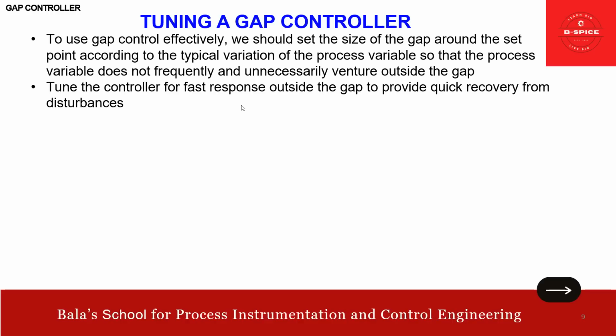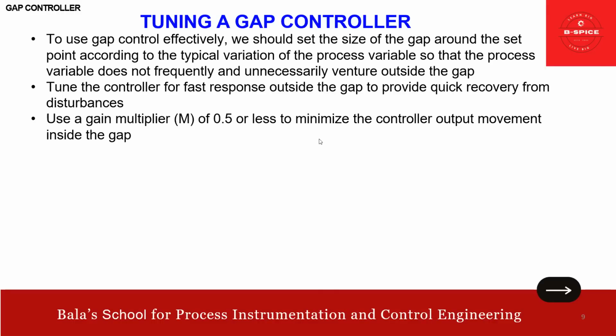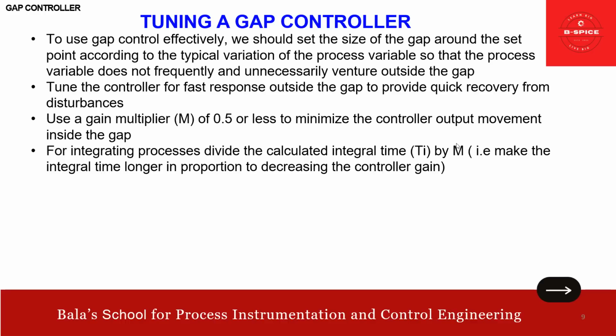Tune the controller for fast response outside the gap. What for? To provide a quick recovery from disturbances. If it is outside, you need to bring it back fast. Use a gain multiplier of 0.5 or less, as we talked about in the previous slide, 0 to 1, to minimize the controller output movement inside the gap. This is for a normal case.